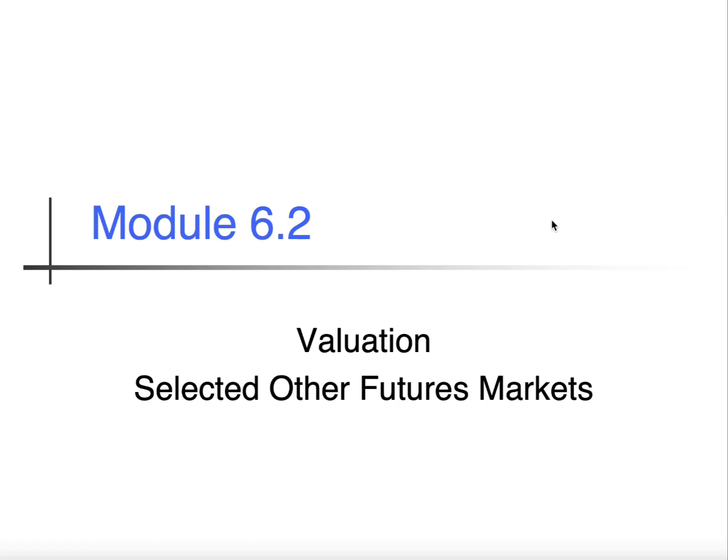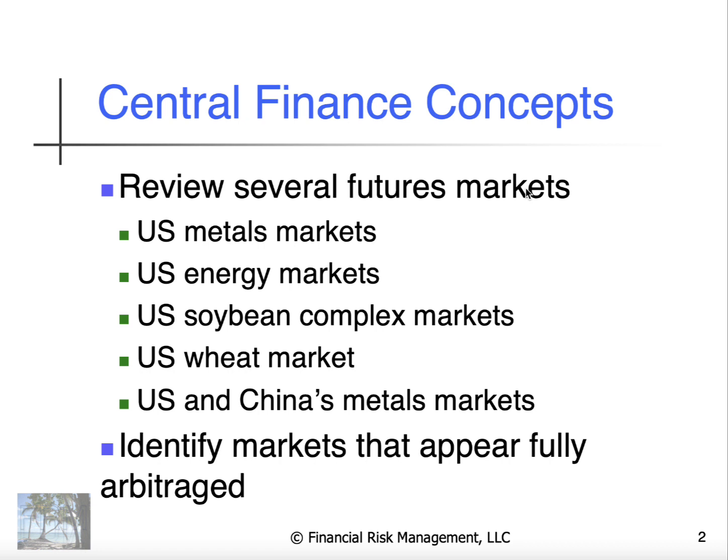Module 6.2 is going to follow very closely Module 6.1, but rather than looking at equity index futures contracts, we'll be looking at selected other futures markets. Specifically, we'll look at metals, energy, the soybean complex, the wheat market, as well as US versus China metals. The goal is to identify markets that appear to be fully arbitraged.